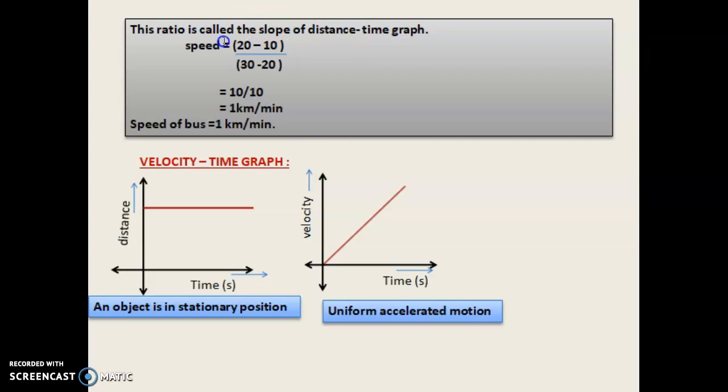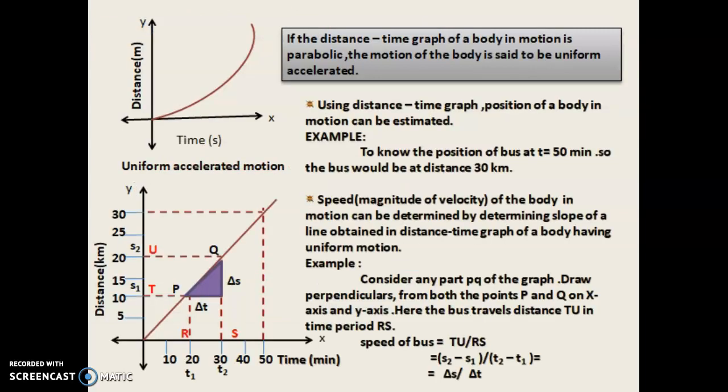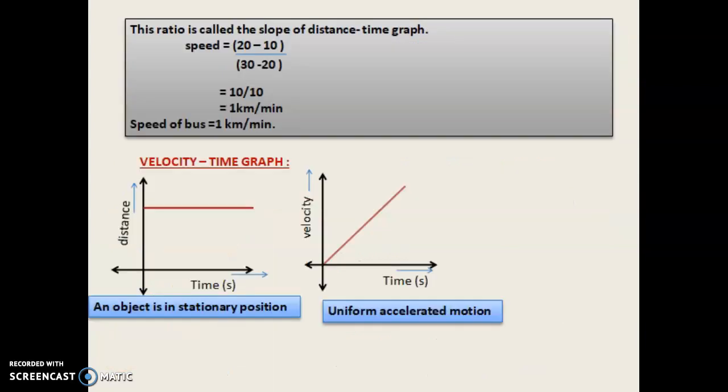So speed is equal to S2 minus S1 over T2 minus T1. You can look at the graph. S2 is 20 and S1 is 10. The time T2 is 30 and time T1 is 20. So 20 minus 10 and 30 minus 20 is 10 upon 10, that is equal to 1 kilometer per minute. So the speed of the bus is 1 kilometer per minute.